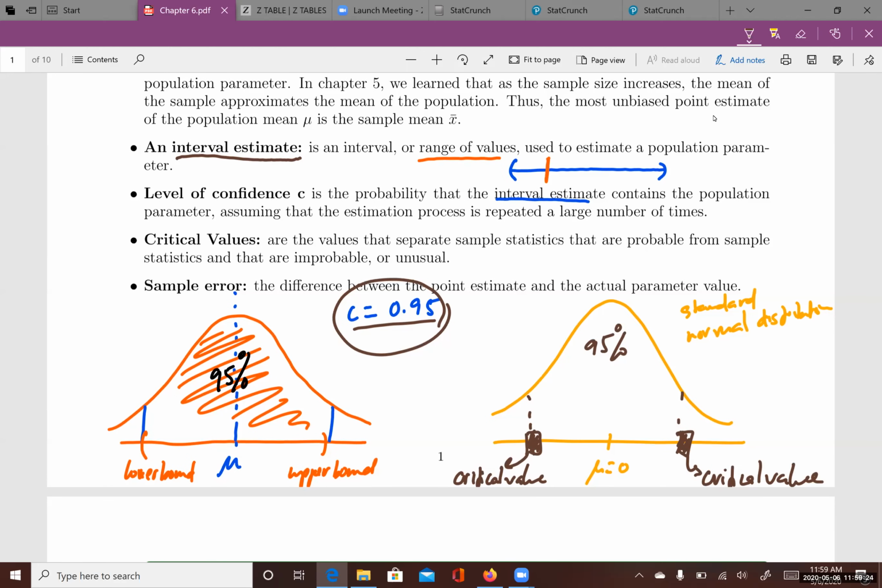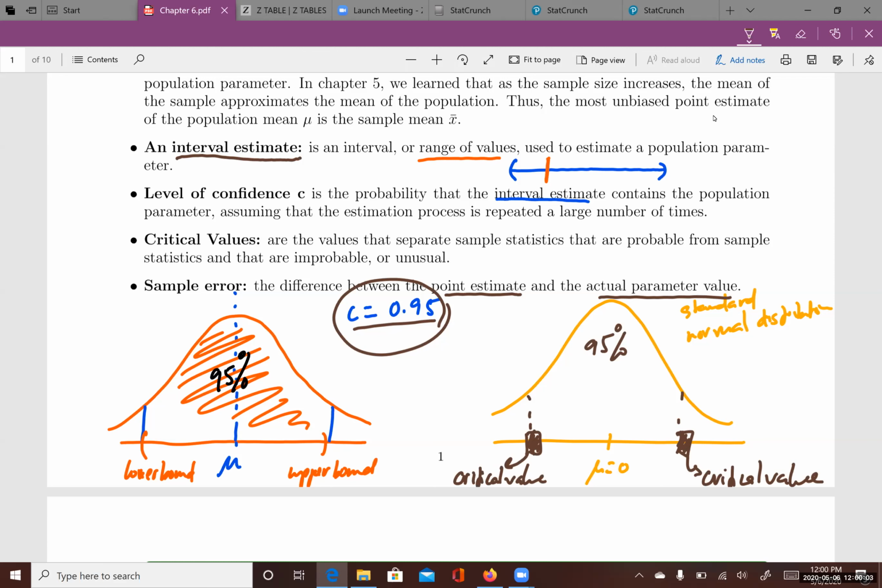All right. And the last definition is sample error. So what is sample error? Actually, sample error is just the difference between the point estimate and the actual parameter value. It's the difference between the point estimate that you found from your sample and the actual parameter value. We are always going to have a sample error if we collect a sample to estimate a population parameter.